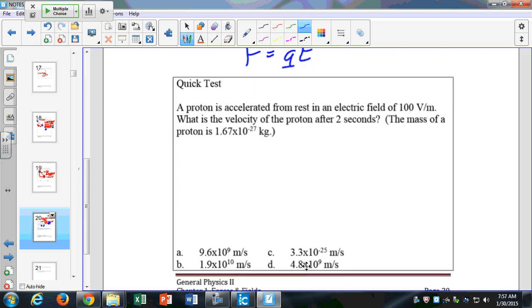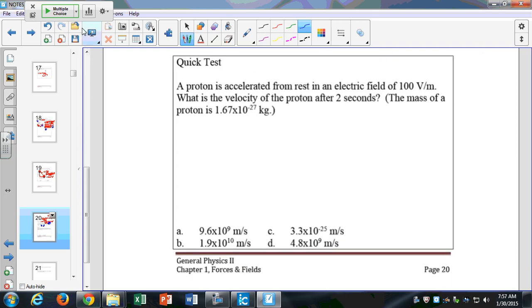A proton is accelerated from rest in an electric field of 100 volts per meter. What is the velocity of the proton after 2 seconds? I'm just trying to remind you of your kinematics equations that we had last semester. You won't have terribly complicated kinematics problems. They'll be simple one-step problems as they're related to electric field. Actually, there are some in your homework.